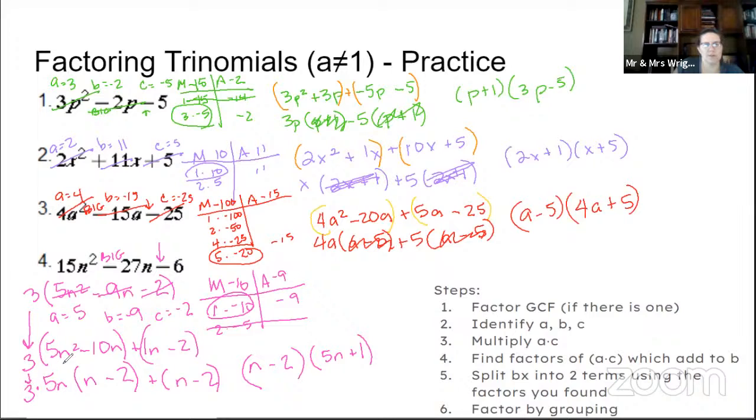Can't forget about my 3 that I've been dropping down, but I'm just going to draw a little line here so we can see that that's a different part of the problem. It doesn't continue because they're so close. So my final answer is 3 times n minus 2 times 5n plus 1.